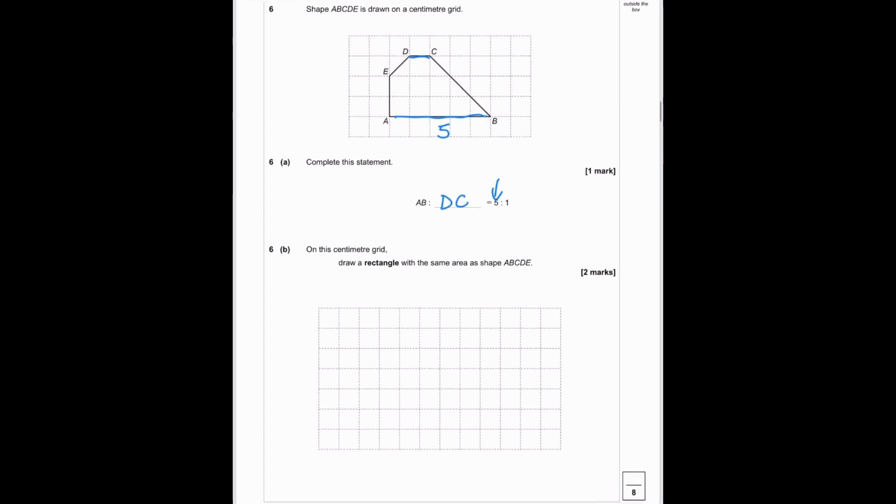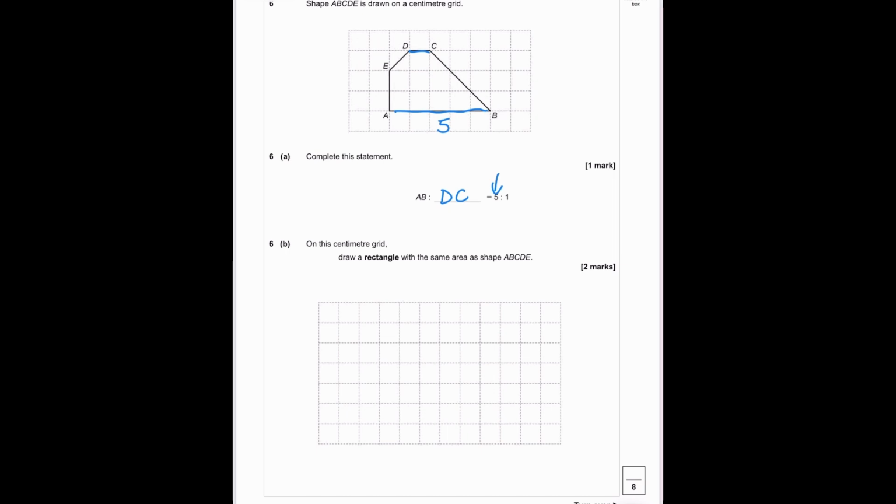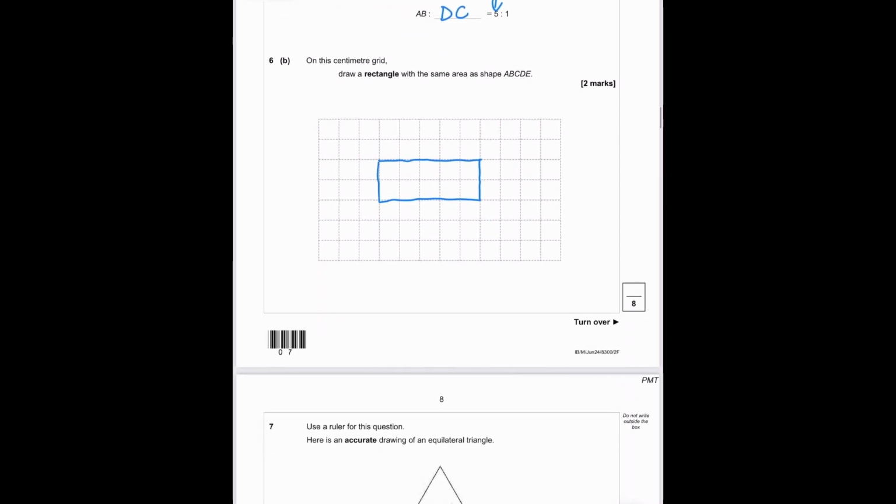On the centimetre grid, draw a rectangle the same area as shape ABCD. So this is 1, 2, 3, 4, 5, 6, 7, 8. These two make 9. These two make 10. So we need any rectangle which has 10 squares. 1, 2, 3, 4, 5, 10. Any shape, anywhere, 10 squares.